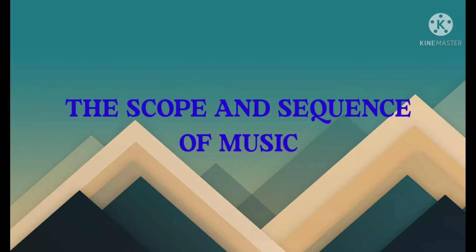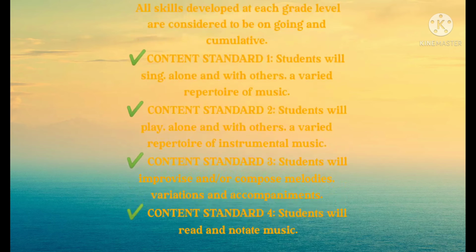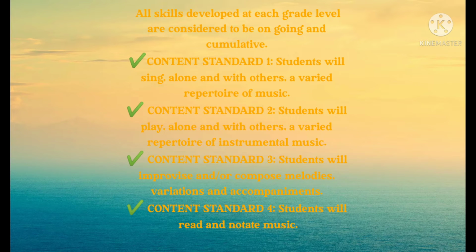Now, we will proceed to this topic, the scope and sequence of music. All skills developed at each grade level are considered to be ongoing and cumulative. The first content standard: students will sing, alone and with others, a varied repertoire of music. The second content standard: students will play, alone and with others, a varied repertoire of instrumental music.